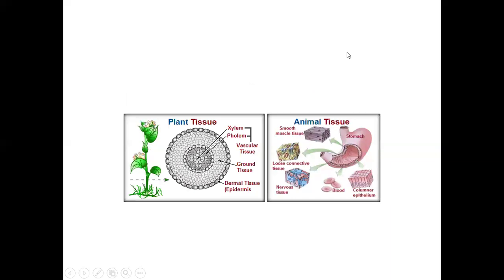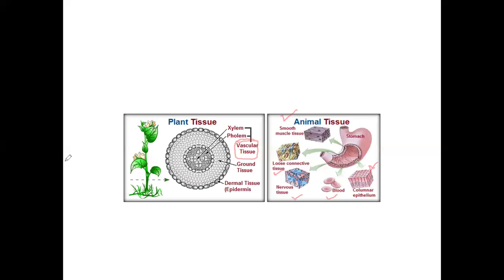And here on screen, you can see plant tissues and animal tissues as well. You people know that these are the dermal tissues. These are the ground tissues which make up cortex, xylem tissues, and phloem tissues. So xylem and phloem make up vascular tissues. And you can see the animal tissue, smooth muscle tissues, loose connective tissues, nervous tissues. Blood is also a tissue because it has many different types of cells inside. Columnar epithelial tissues. So in this way, there are different tissues which can be an example.